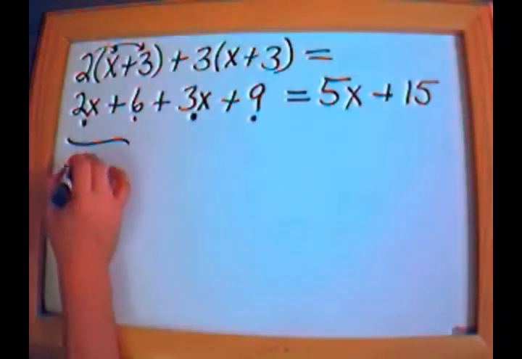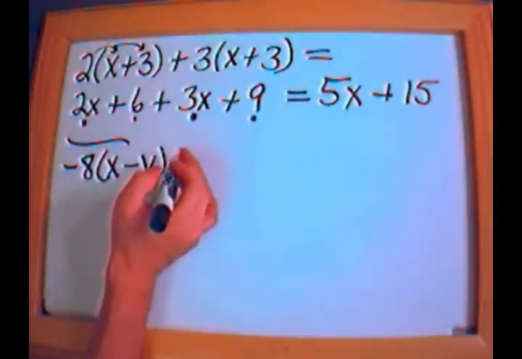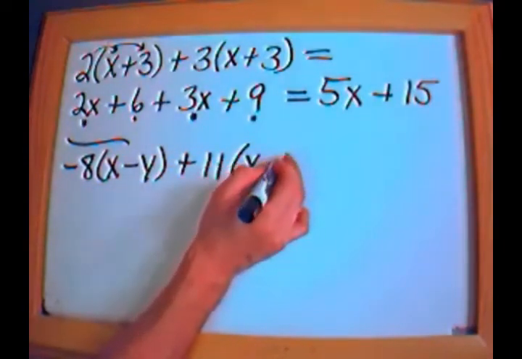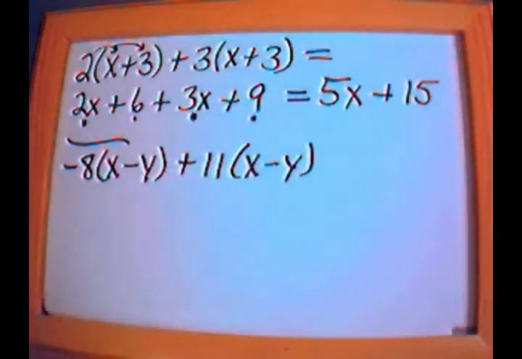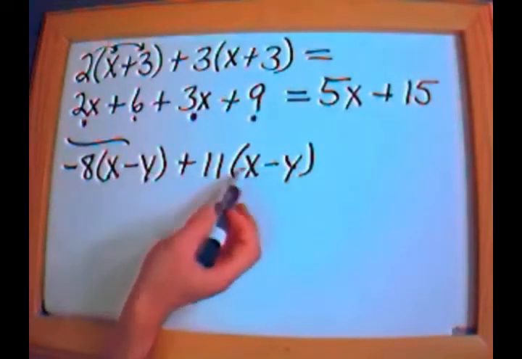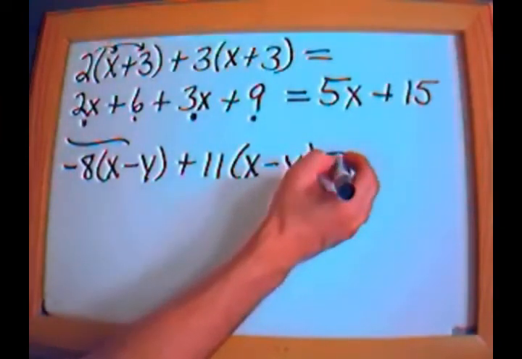Let's work on a different problem. Negative 8 parentheses x minus y plus 11 parentheses x minus y. How do we do this problem? Well, it's the same story. I can't do anything inside because the variables are different. I can't subtract these. But I can distribute the stuff inside.